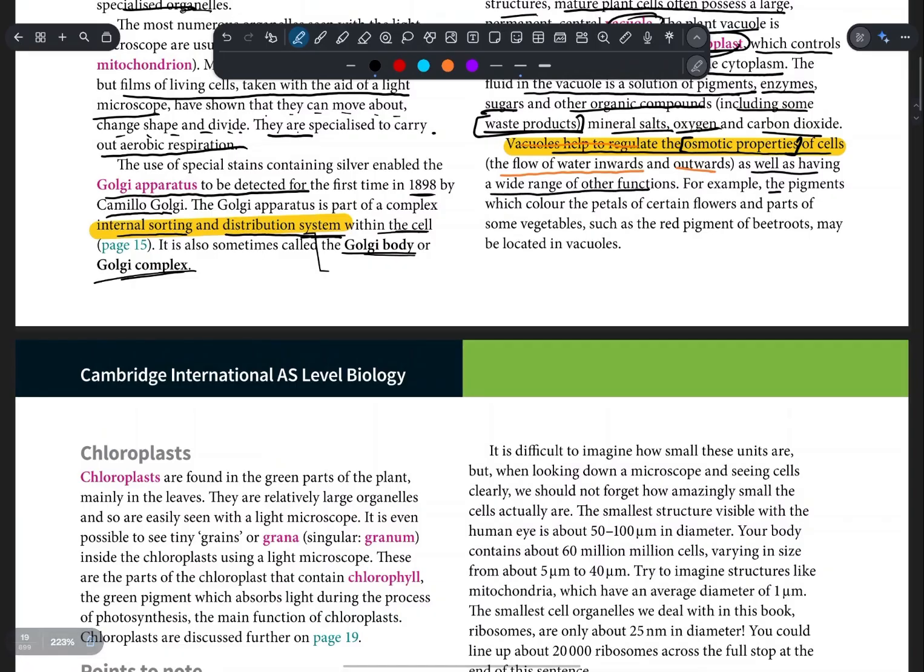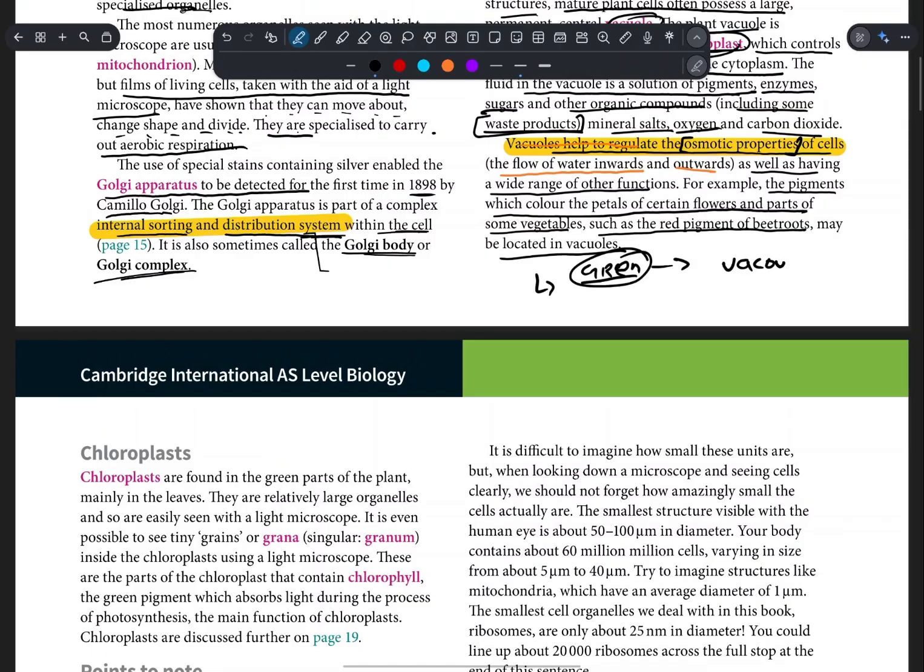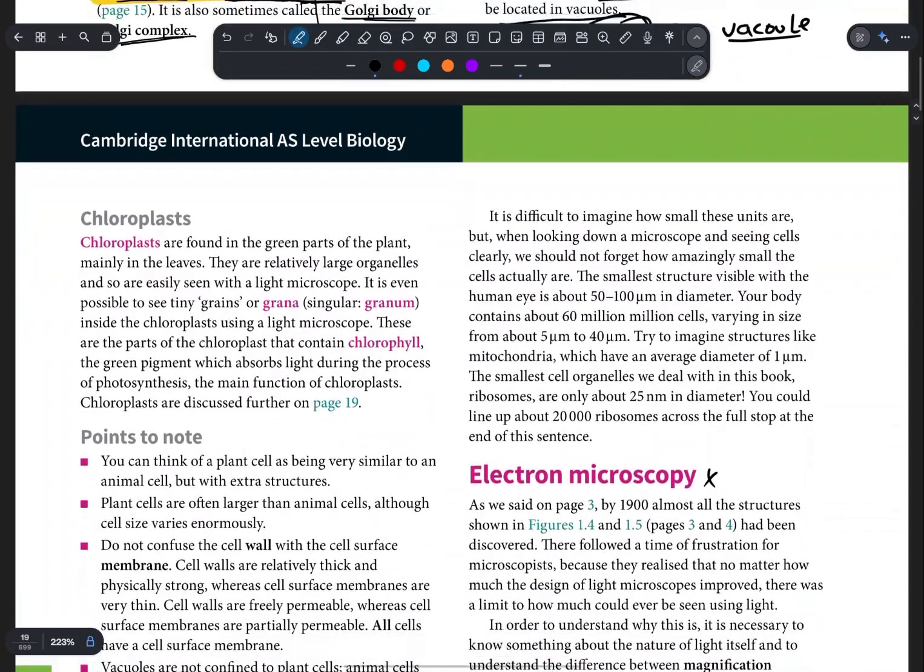As well as having a wide range of other functions. For example, the pigments which color the petal of certain flowers and the parts of some vegetables, such as the red pigment of beetroots, may be located in vacuoles. What does it mean? That when we look at a leaf, it is green in color. So its green pigment is stored where? It is stored in vacuole. Okay.